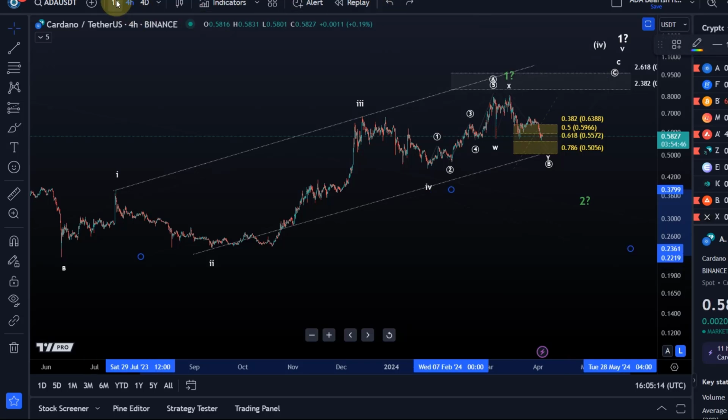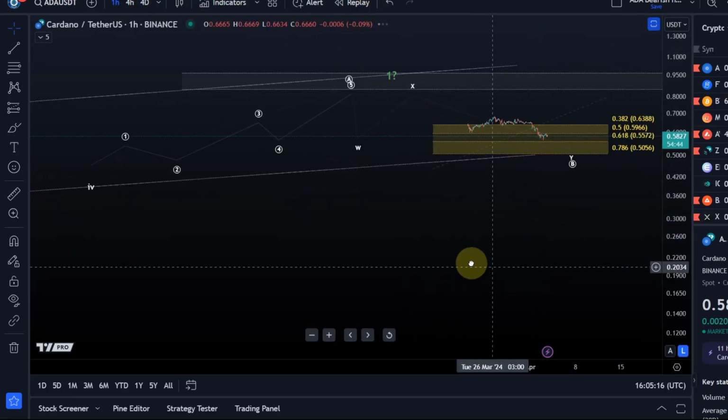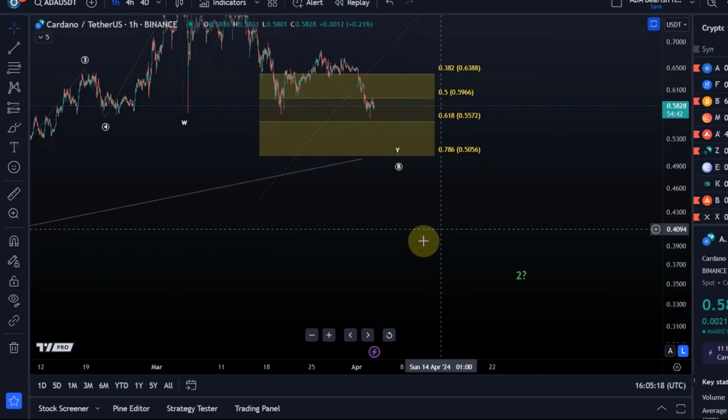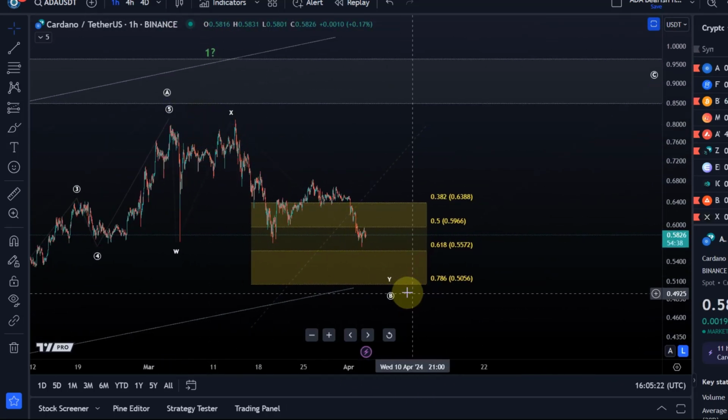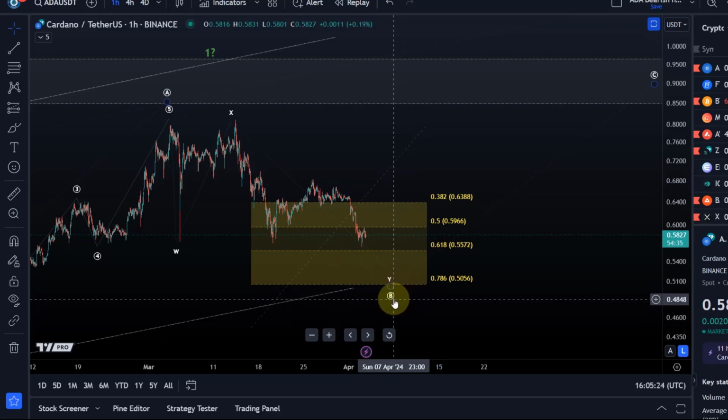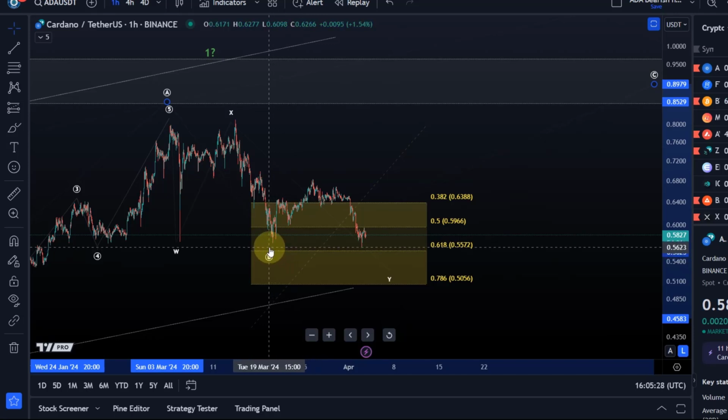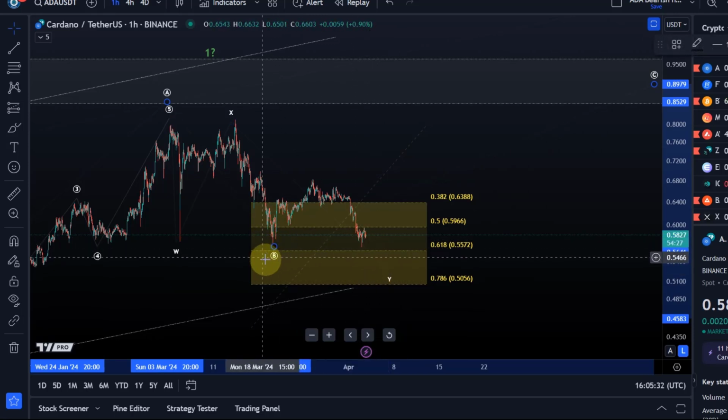And now let's go to the 1-hour time frame. Here, there has been a change of microstructure. What I'm looking at here now in the white count is a potential B-wave pullback. We did look at that before as a B-wave, but the B-wave low was here. This cannot be the B-wave low anymore because the price made a new low.